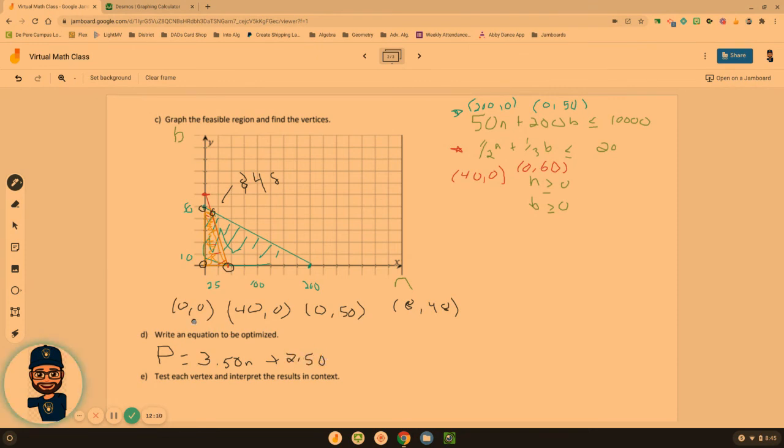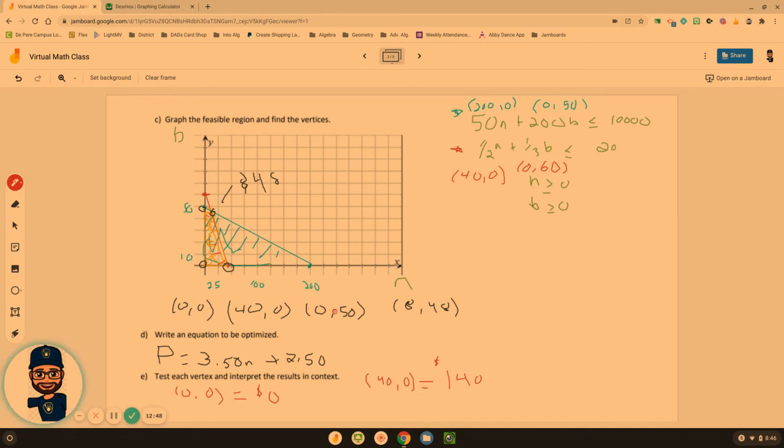And then we're going to test each one of these points. Each one we will test to see what value we get. All right, so 0, 0. If I test the point 0, 0, that should be a pretty easy profit. We're going to have $0. Pretty easy to see that one. If I test the point 40, 0, 40 necklaces, no bracelets, 40 times $350 is $140. Not a bad profit.